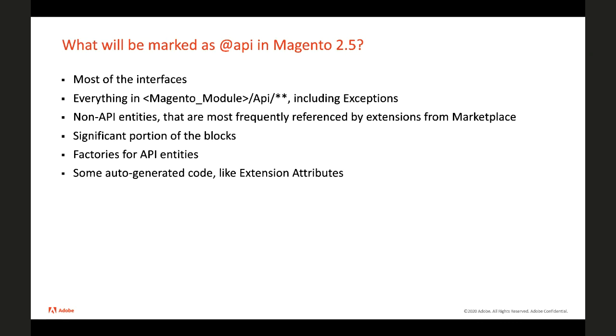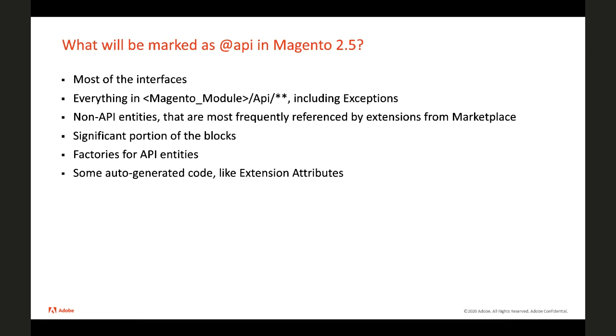And the last type of change we are making, we are marking some auto-generated code as API as well. And the logic is pretty simple. As I mentioned before, we cannot depend on non-API code from API code. And in case of extension attributes, they are referenced from our data objects in service contracts. And so data objects themselves are APIs, and extension attributes are currently not marked as APIs.